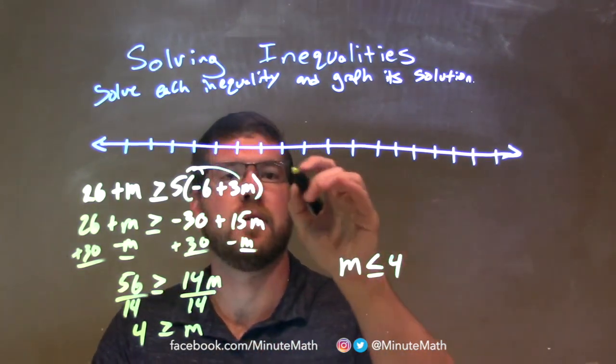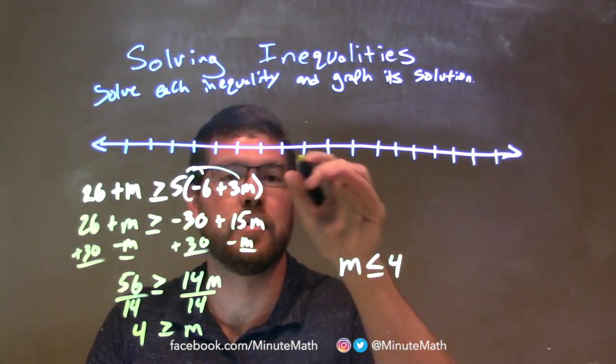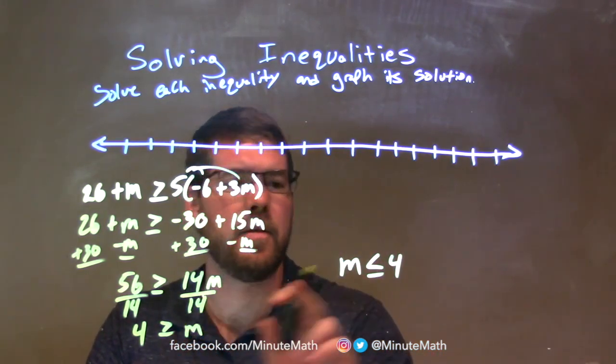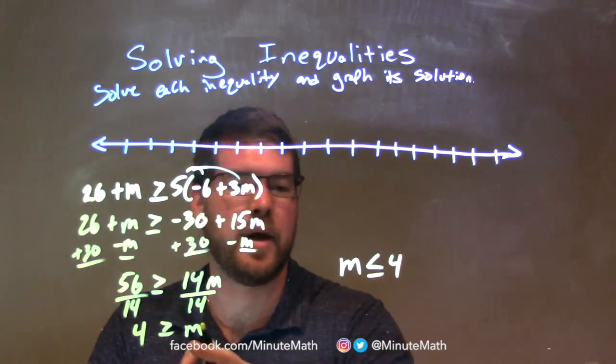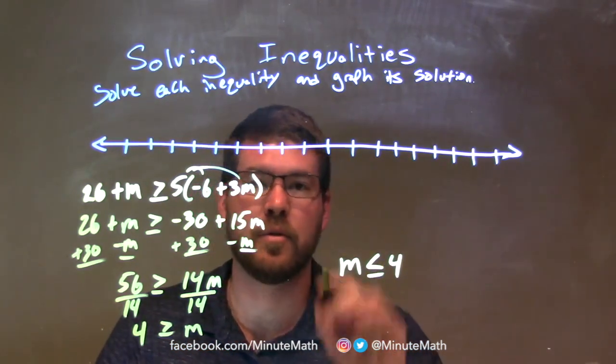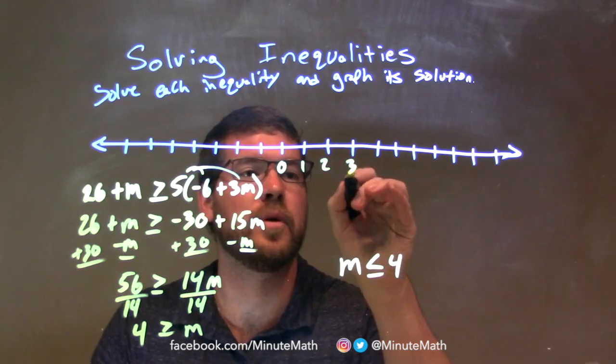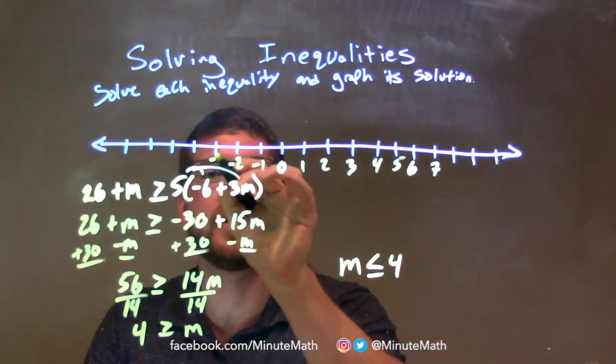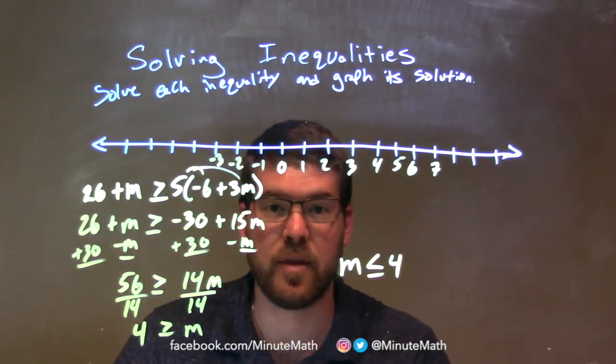So let's go graph that. We want to flip it together, the m's here and that greater than sign. So 4 being greater than or equal to m is the same thing as m is less than or equal to 4. 0, 1, 2, 3, 4, 5, 6, 7. Negative 1, negative 2, negative 3. So we have m as less than or equal to 4.